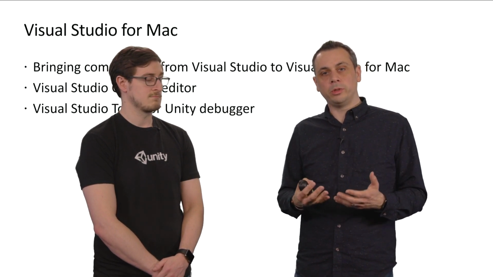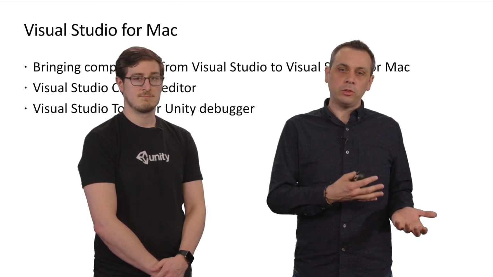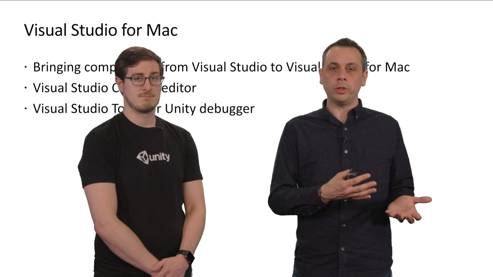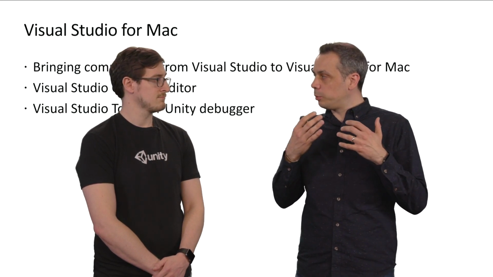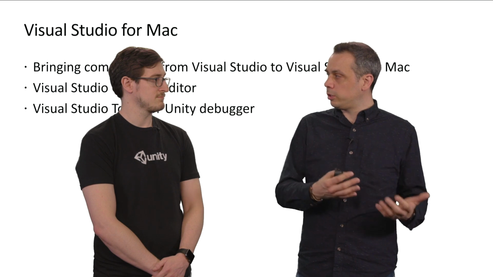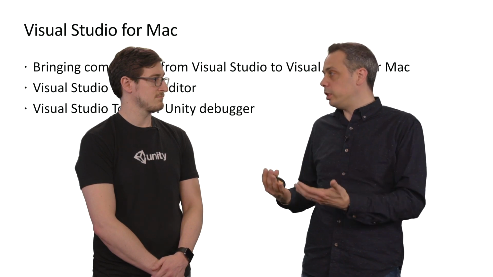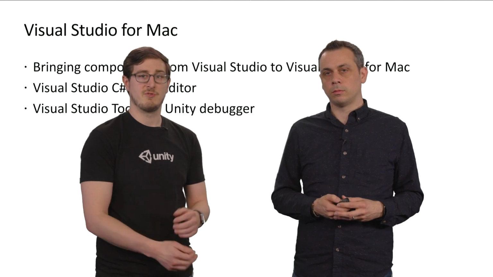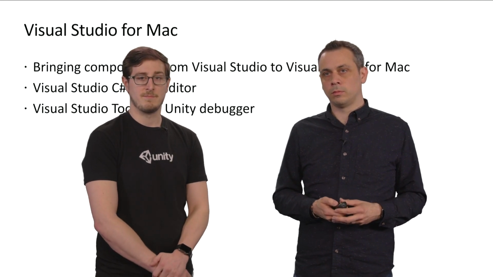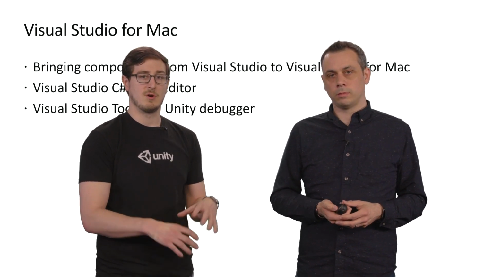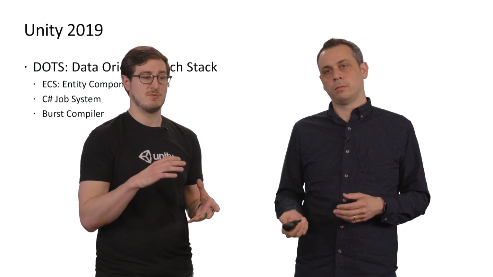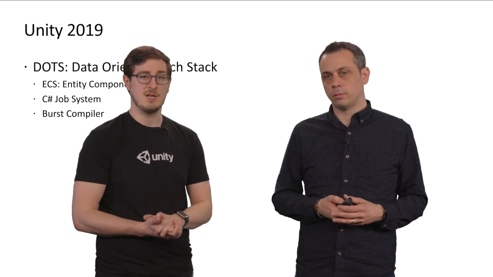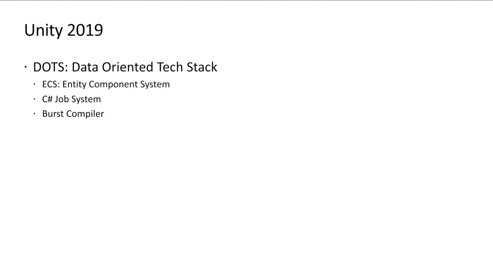Another big component that we're taking from Visual Studio on Windows is the Visual Studio Tools for Unity debugger. This way you get the same debugging experience on Visual Studio for Mac, on Windows, when you debug a Unity game or the Unity editor. Totally. And there's a lot of big improvements coming to Unity as well. In 2019, we're redeveloping how you code and build applications in Unity away from an object-oriented approach into what we call a data-oriented approach. Okay.